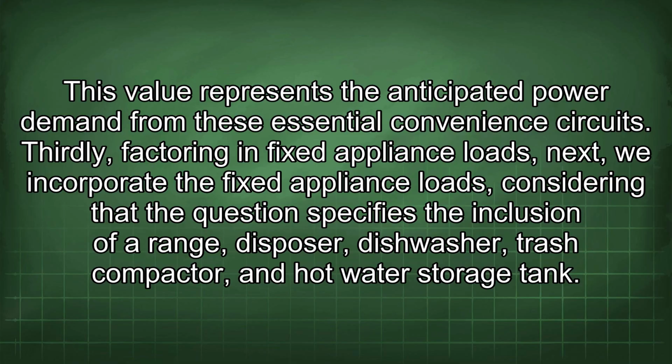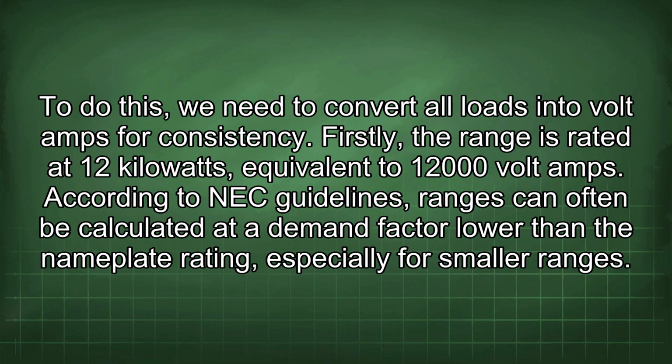This value represents the anticipated power demand from these essential convenience circuits. Thirdly, factoring in fixed appliance loads. Next, we incorporate the fixed appliance loads, considering that the question specifies the inclusion of a range, disposer, dishwasher, trash compactor, and hot water storage tank. To do this, we need to convert all loads into volt amps for consistency.